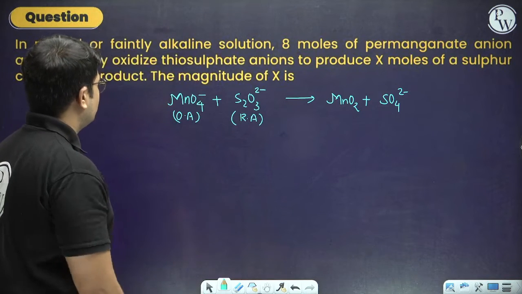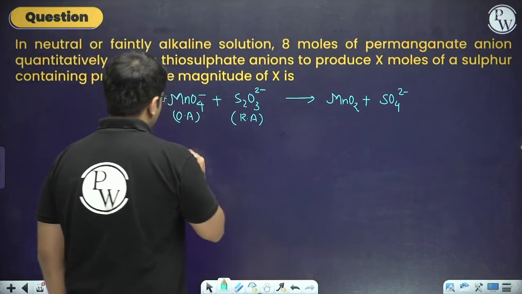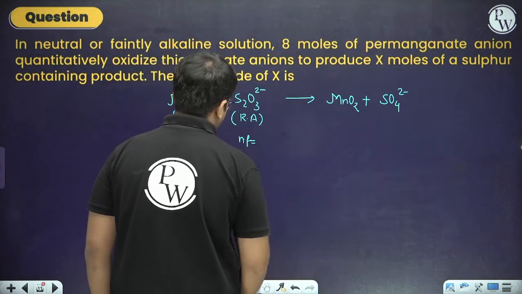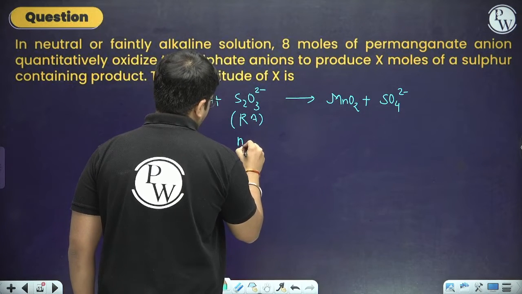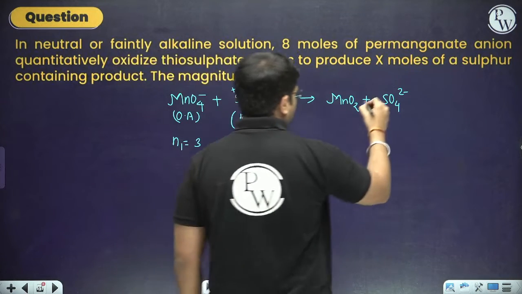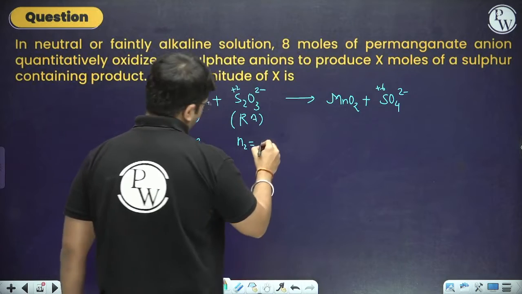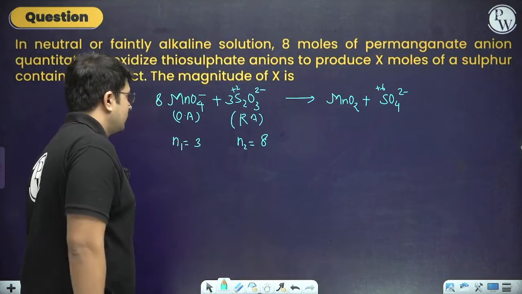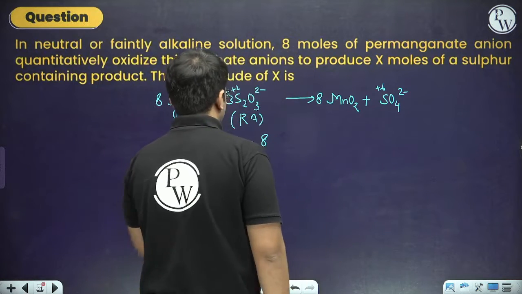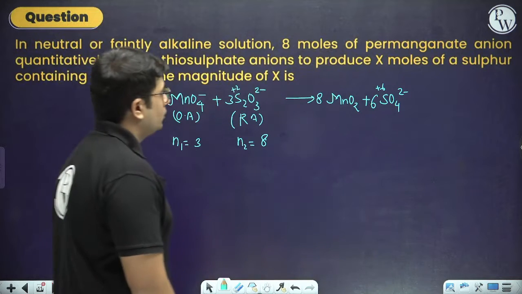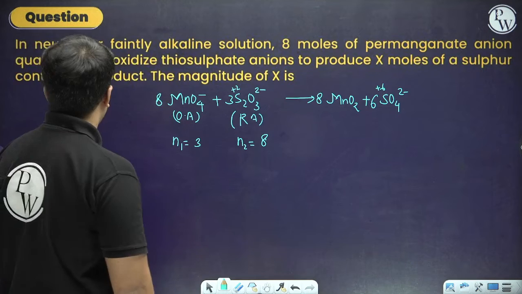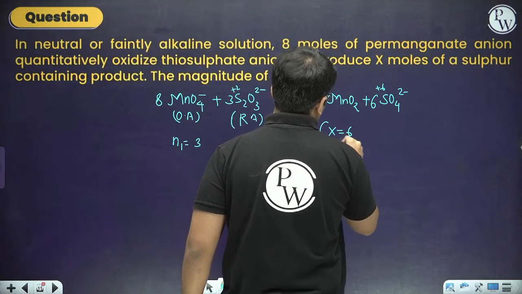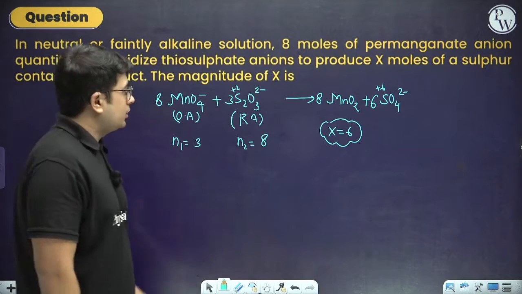Now, if I talk about the calculation in this particular case, N1 will be plus 7 to plus 4, a change of 3. In this case, the N factor, or you can say N2, will be plus 2 to plus 6, a change of 4 and 2 atoms. Okay, yeah, definitely that is the correct answer. That's why we have 8 moles initially. So if you cross multiply, 8 will be there and 3 will be here. So 8 Mn means 8 MnO2 and 3 S2O3 means 3 to the 6, so that will be 6 SO4. Okay. Oxidized sulfur to produce X moles of sulfur containing product. The magnitude of X will be 6 in this case. So there is no need to balance the entire equation. You can use the N factor only, then you can proceed for the reaction.